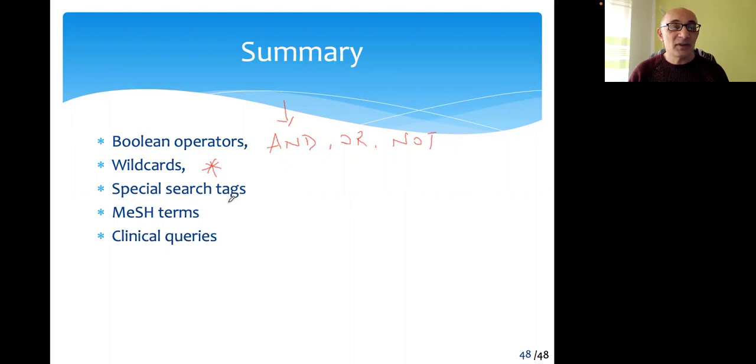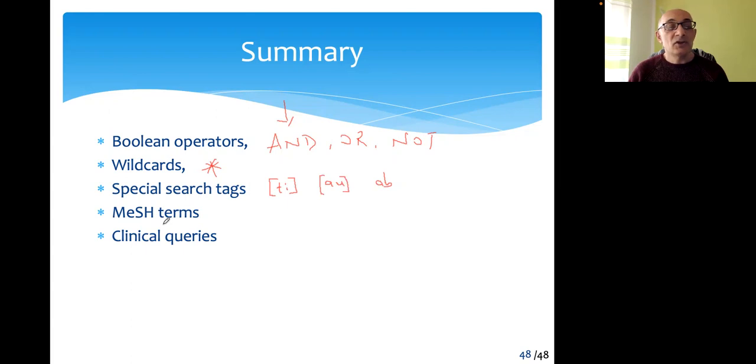And we have the special search tags. We mentioned about the search tags. The commonly used search tags are used with square brackets in PubMed search. They were the title, TI, author, AU, and what else? Abstract, AB, or title abstract, TI/AB. These are the frequently used, always with square brackets, of course.